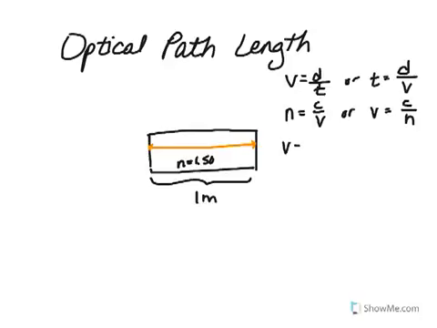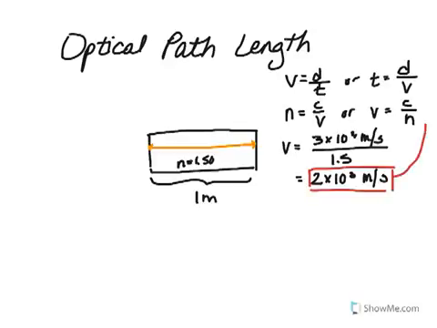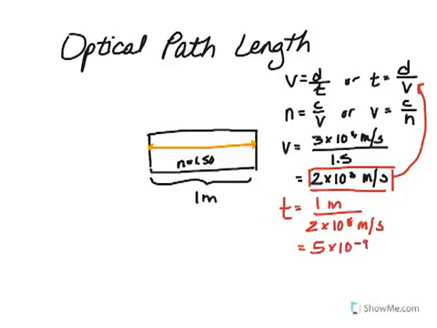And in this case, the velocity of the light in the glass is going to be 3 times 10 to the 8th meters per second divided by 1.5. And that would give us a velocity of 2 times 10 to the 8th meters per second. And now we can use our value that we just found for V and plug that into our velocity equation up here, which is solved for T. And T is going to be equal to the distance of 1 meter divided by 2 times 10 to the 8th meters per second. And our amount of time that it takes for that ray of light to travel through will be 5 times 10 to the negative 9 seconds.